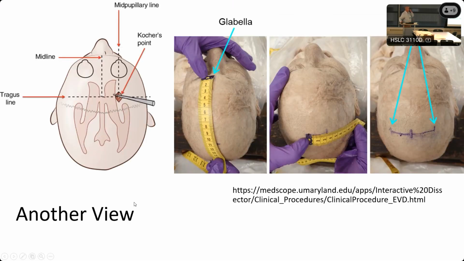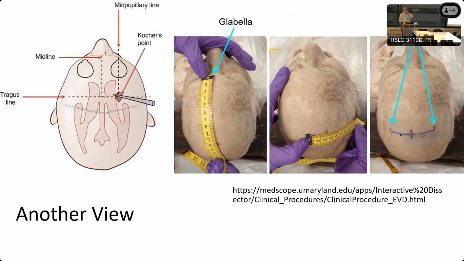Here's another view. This one is measuring from the glabella. Can anyone tell me what the difference is between the glabella and the nasion? So the glabella is the prominence between the eyebrows, and the nasion is actually where the sutures come together, which is like the divot at the top of your nose.